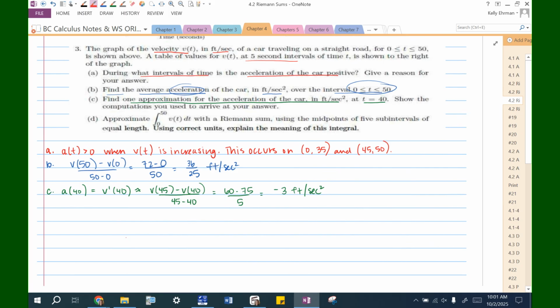All right, and then part D. Approximate this integral with a Riemann sum using midpoints of 5 subintervals of equal length. Use correct units and explain the meaning of this integral. All right, so we're going from, should really be changing t, shouldn't it? What is the width of each rectangle going to be? So 50 minus 0 divided by 5 equal subintervals is 10.